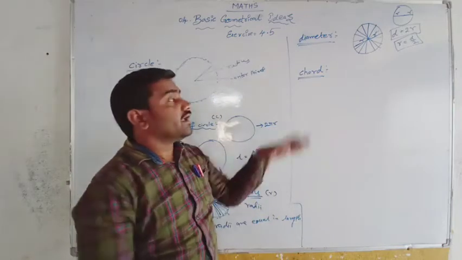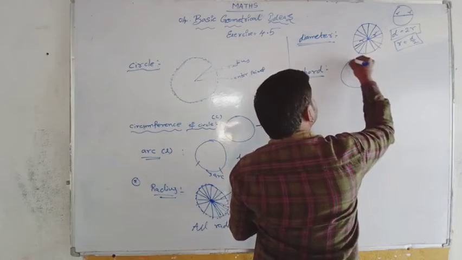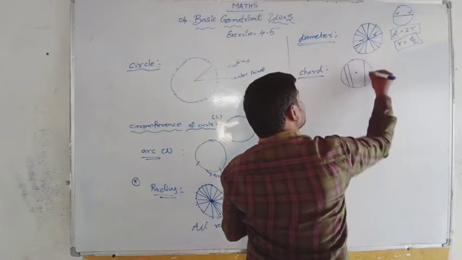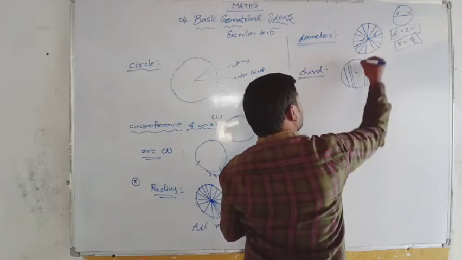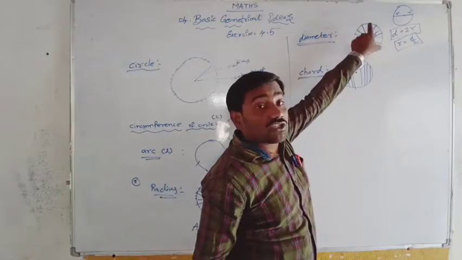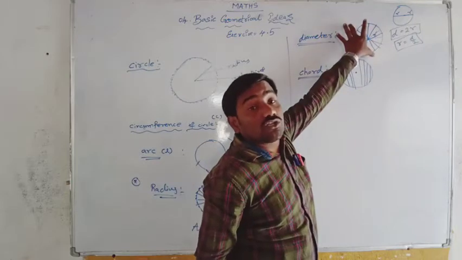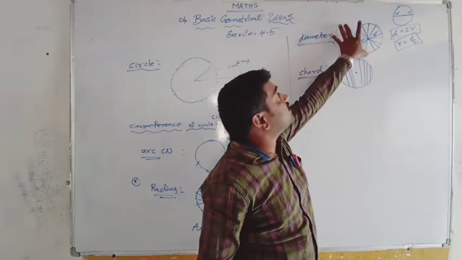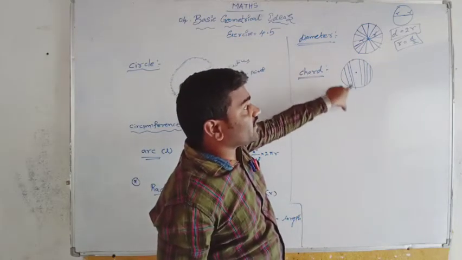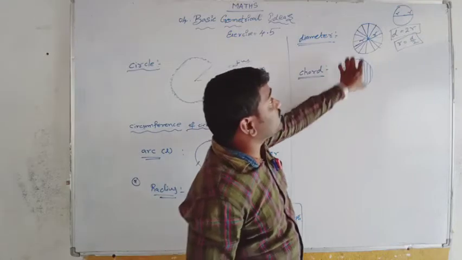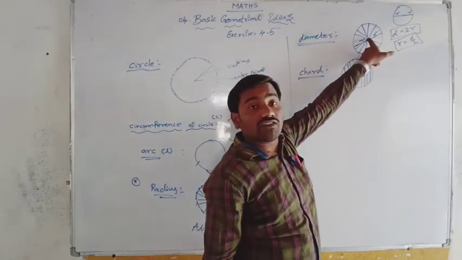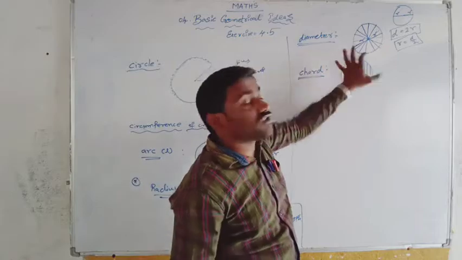A chord is a line segment which intersects the circumference of the circle at 2 points. See, I am drawing many chords. These are all chords only. A line segment which passes through the center point of the circle and touches the circumference at 2 points is known as a diameter. The difference between the diameter and chord is that the diameter passes through the center point of the circle and a chord will not pass through the center point.